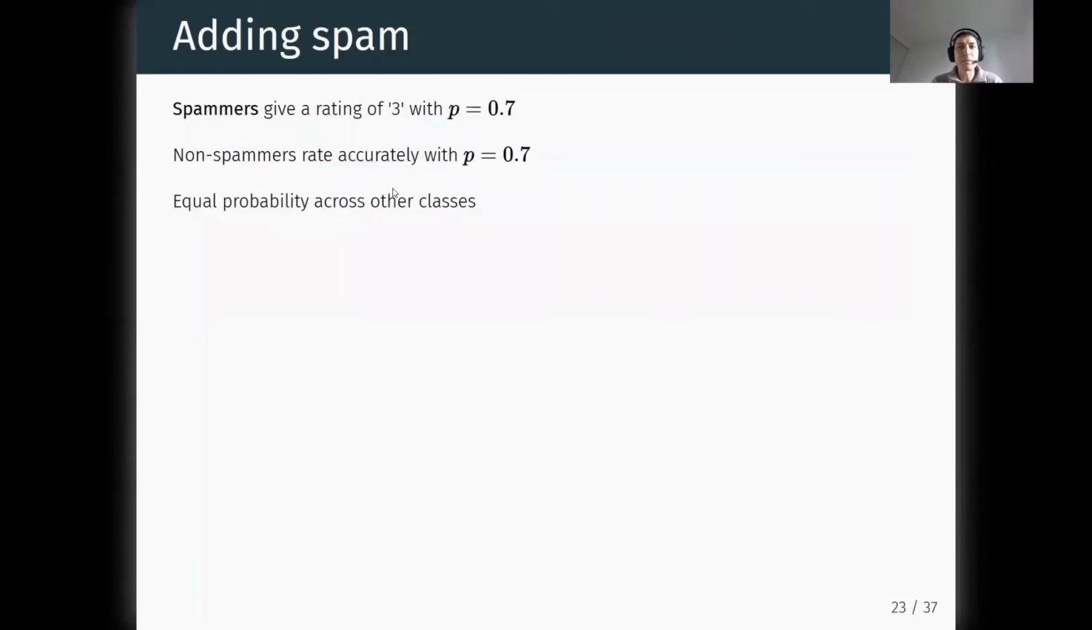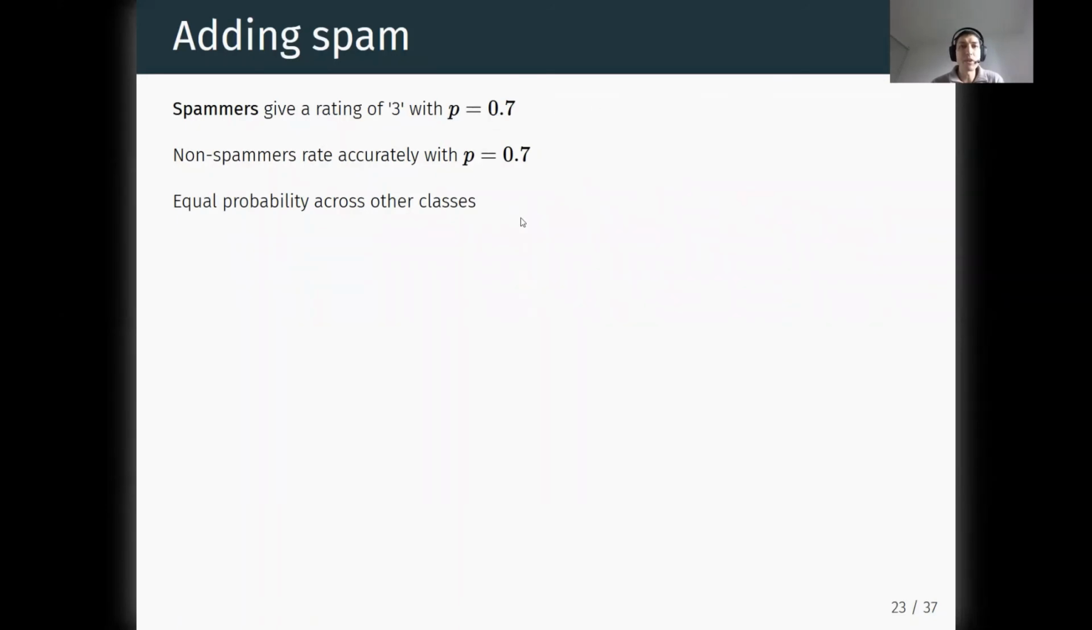simulation where we made some of the raters give meaningless ratings. So we've what we call spammers. So instead of giving a rating that depends on the true class, they're just going to give a rating of 3 instead, and otherwise equally, so that's 0.7 of the time, rather than giving an answer that's true 0.7 of the time.